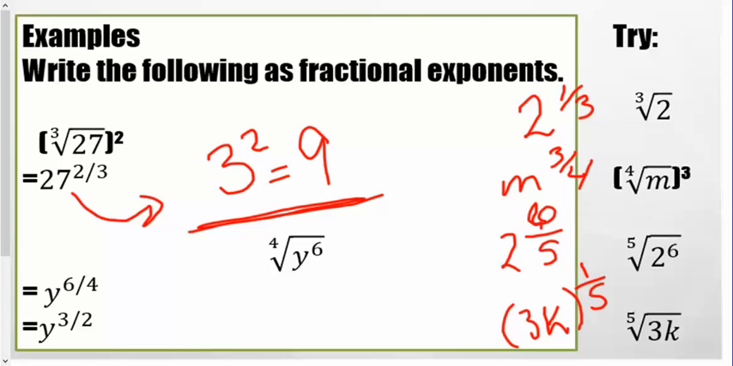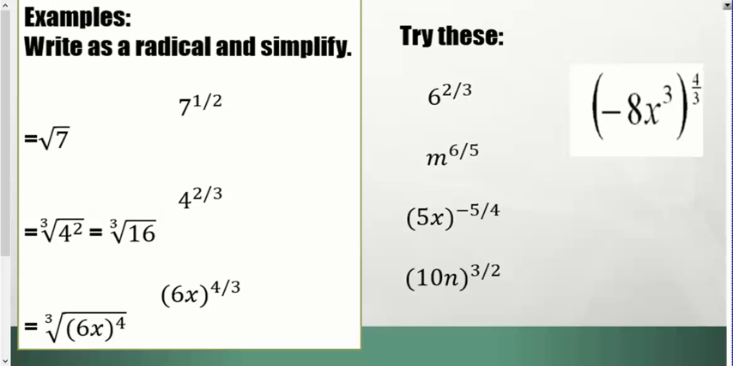Okay, so let's just try a little bit more. Now we're going to write as a radical and simplify. So if we can, we're going to simplify it down even further. If I started with 7 to the 1/2, I could write that in the radical form as the square root of 7. If I had 4 to the 2/3, I can write that as the cube root of 4 squared, or the cube root of 16. And lastly, if I had 6x, the quantity, to the 4/3, that means the cube root of the quantity 6x to the fourth.